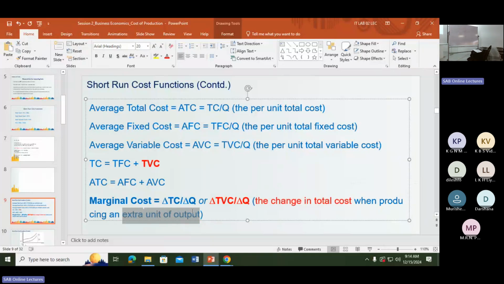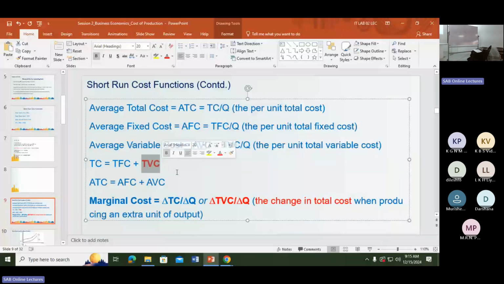When producing an extra unit of output, does the total fixed cost change? No, total fixed cost is always fixed. It doesn't depend on the output level. So when producing an extra unit of output, there won't be any change in total fixed cost. The only cost component that changes when producing an extra unit of output is total variable cost.